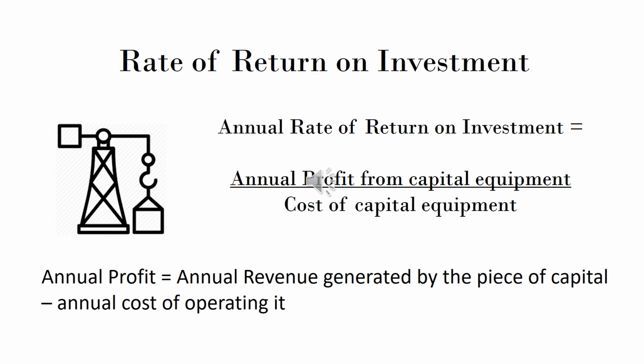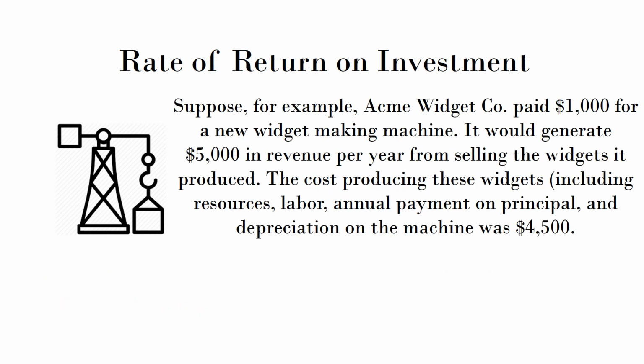The annual rate of return on investment for that piece of capital equipment would be computed as the annual profit from the capital equipment divided by the cost of the capital equipment, where the annual profit is the annual revenue generated by the piece of capital equipment minus the annual cost of operating it. Suppose, for example, that Acme Widget Company paid $1,000 for a new widget making machine. It would generate $5,000 in revenue per year from selling the widgets it produced.